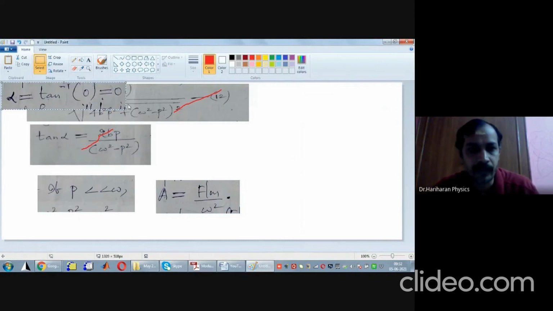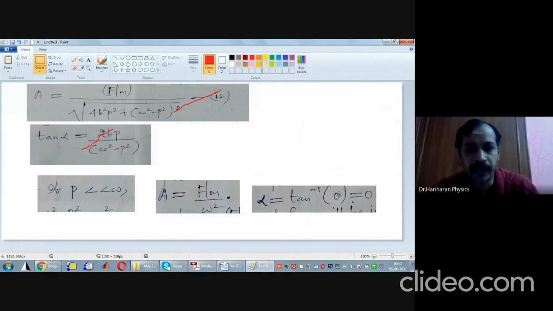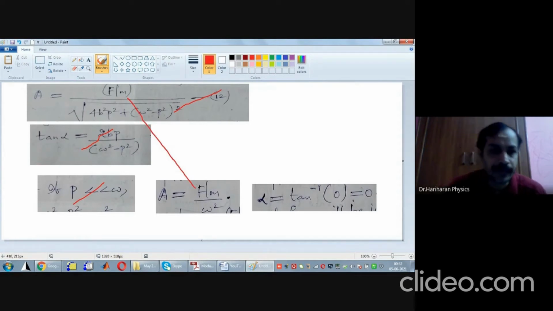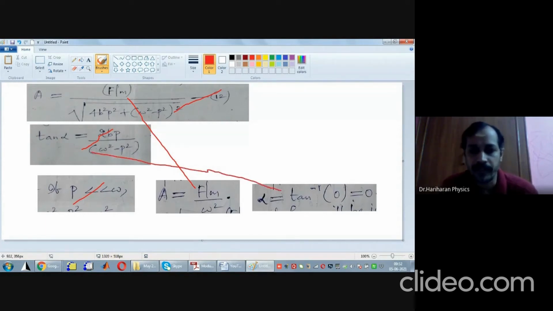So once again I'll repeat. If the applied frequency is very much less than the natural frequency of vibration, then the equation for amplitude will simplify to this, and the phase lag tan alpha will simplify as this. Tan alpha equal to 0, or alpha is tan inverse 0, which is equal to 0.